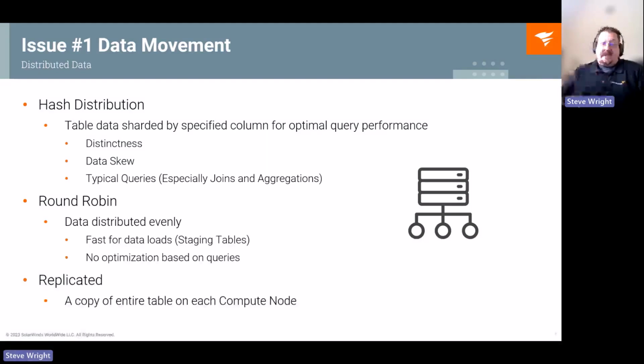But obviously, when you're doing a standard round robin, there's no optimization based on the queries by default. It's just everything's evenly distributed, which may or may not work for you. Again, it tends to be an iterative process, and it's a matter of monitoring and observing your workload and the typical queries that are run against your dedicated SQL pool. And then, like I said, replicated is the other one, where you have a copy of an entire table for each compute node.